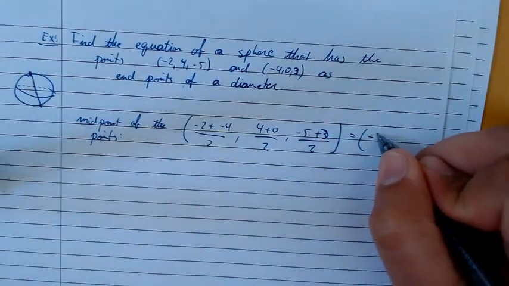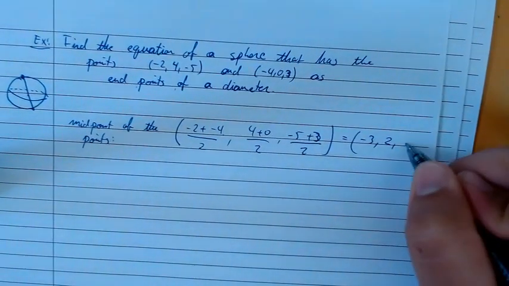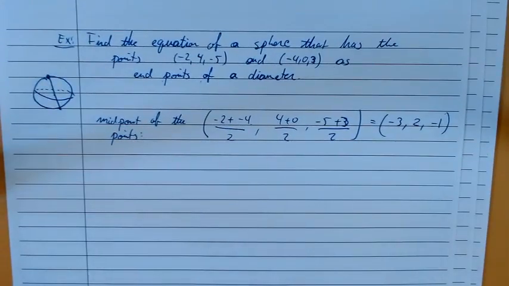All right, so that means that our center is -6 divided by 2, that's -3. 4 divided by 2 is 2. And -2 divided by 2 is -1. So there's our center.